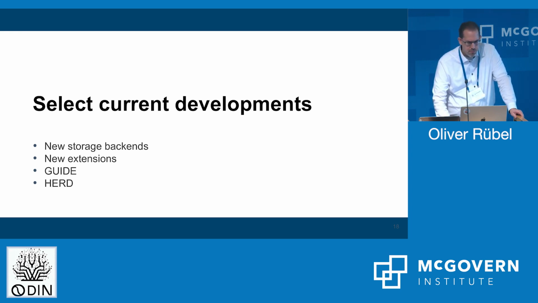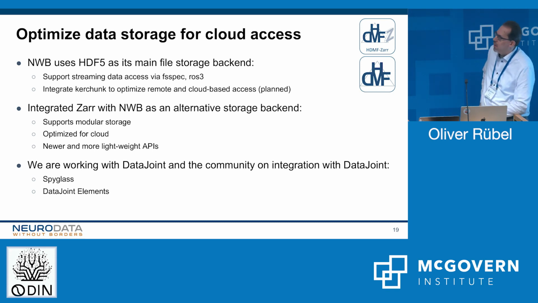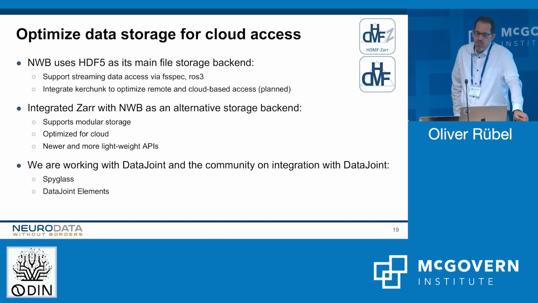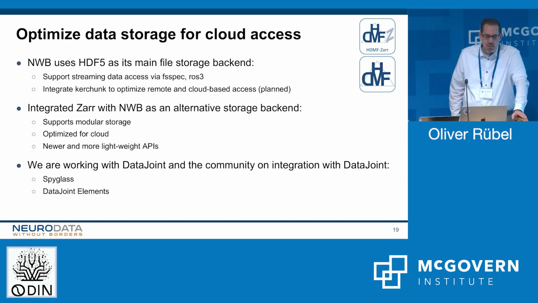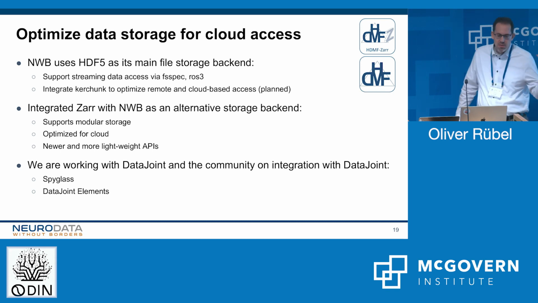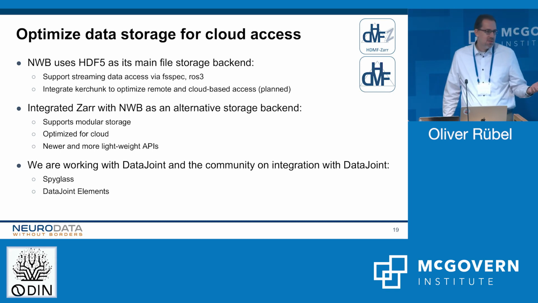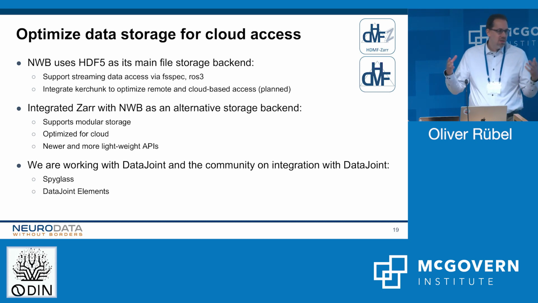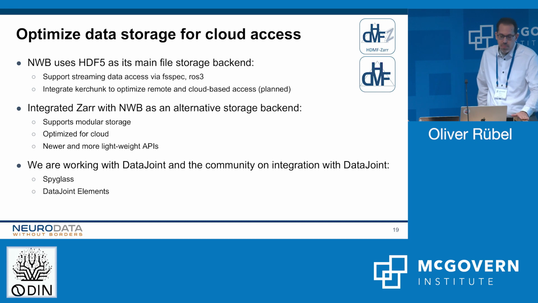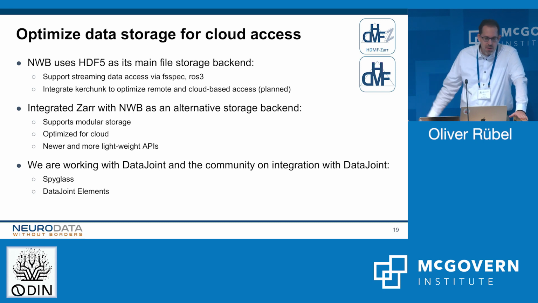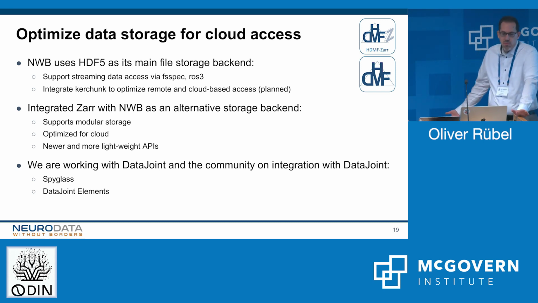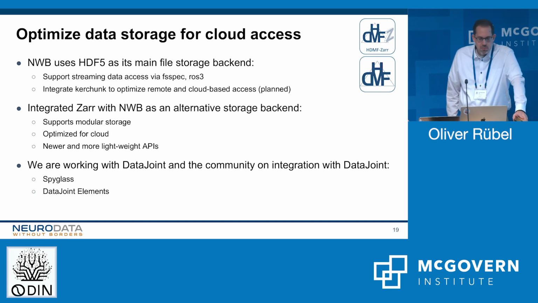Right? And that includes addressing needs on data storage as well as needs for creating new parts of the standard and new tools. And so, for example, to enable you to effectively utilize and access the public data that's on the cloud, we're working on methods to optimize the data storage for cloud-based access. That includes optimizing our current storage backend, which NWB currently uses HDF5 as its main file storage backend because it allowed us to collect large bodies of data in a single file that are easy to share. And so we're enhancing it to support streaming data access. We have various methods such as FSSpec as well as the ROS3 driver. But we're also working on integrating with Kerchunk to further enhance streaming access in the cloud with HDF5.